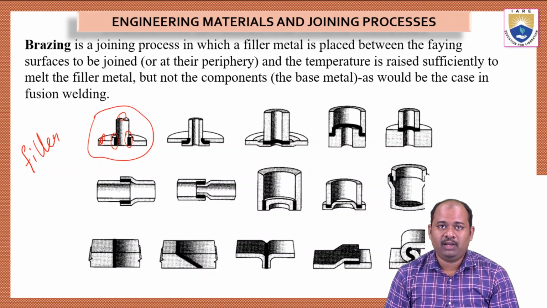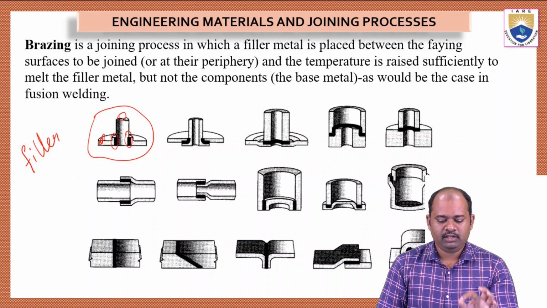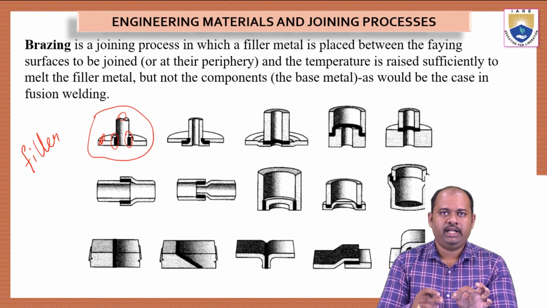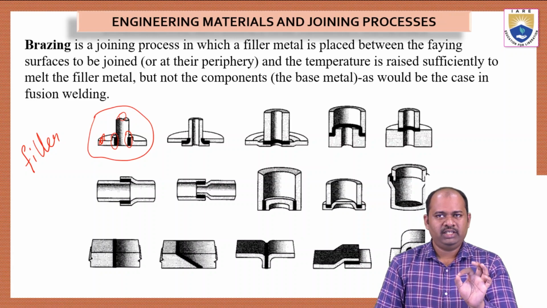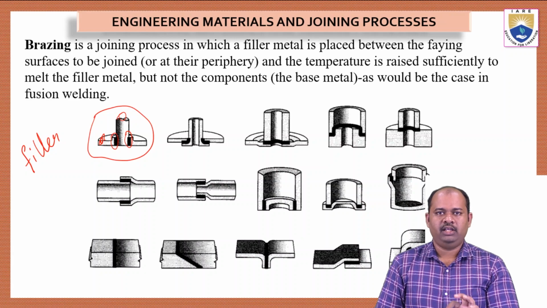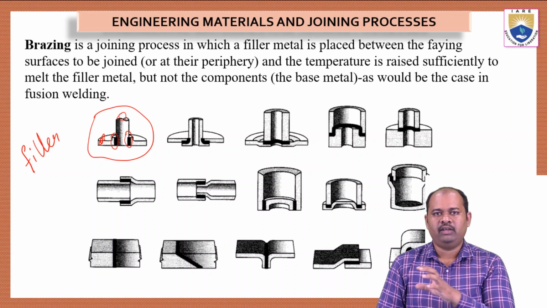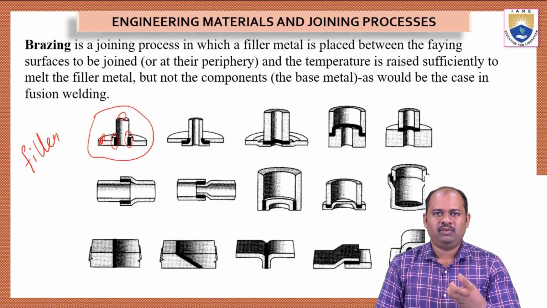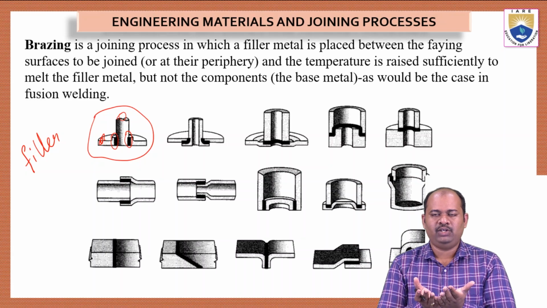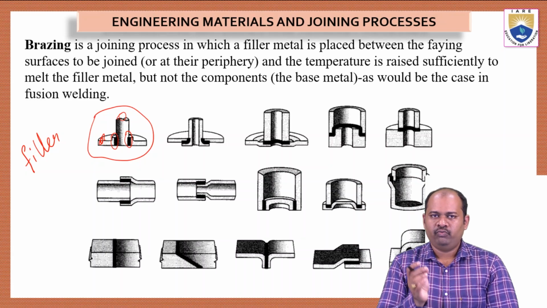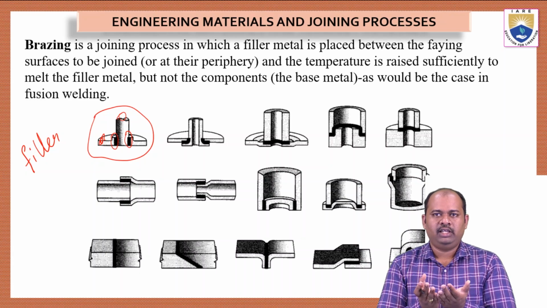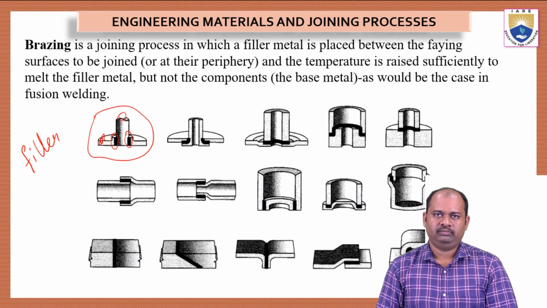But in brazing, what happens? I will melt only the brazing filler rod. Only the filler rod will be heated and it will form a layer. Which indicates that the joint formed here is somewhat weaker than welding, because we are not heating the actual body. Whatever the two plates we are trying to join, we are not heating them. We are just melting the filler rod to form a joint. So because of this, the actual joint is weaker than welding.